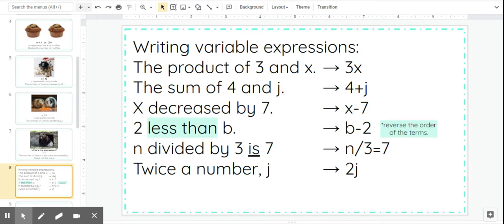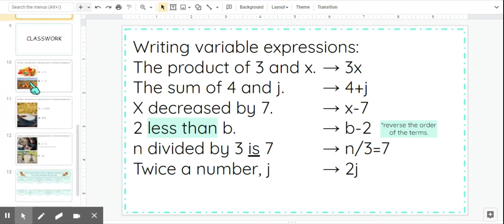Let's check out another. N divided by 3 is, that means equals 7. So n divided by 3 is 7. So everything stays in the same order, except when you have those words less than. And then this one, twice a number, that means double or times 2. And we're going to use the number represented by the letter J, so that is 2J.